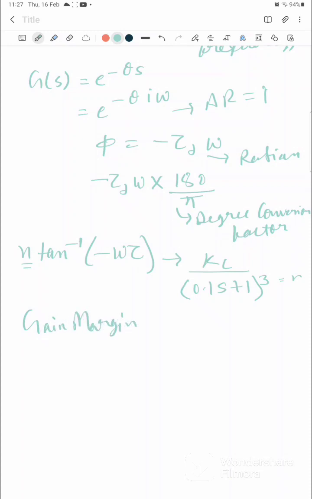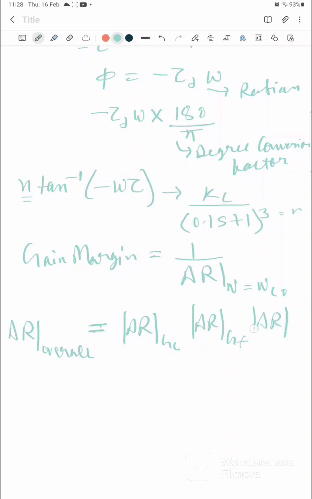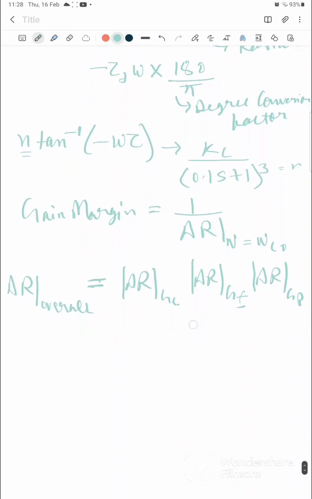Gain margin can be calculated as AR, the amplitude ratio, at omega equal to omega CO. For the overall transfer function equation, we can find AR individually for GC, the transfer function of the controller, and AR for the transfer function of the process F. I don't know what type of transfer, I am forgetting right now.